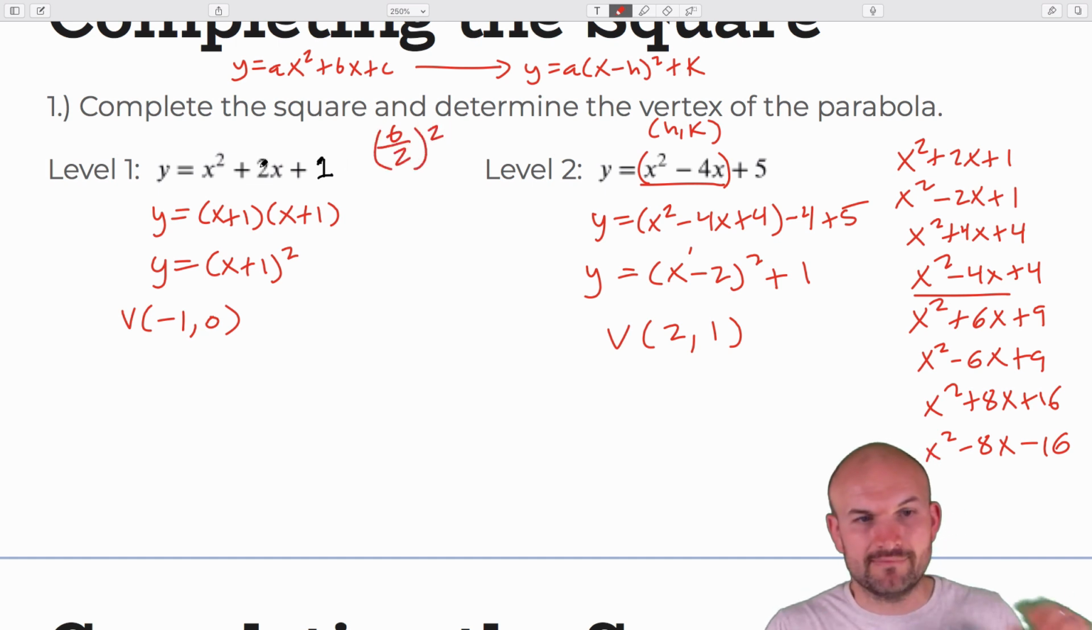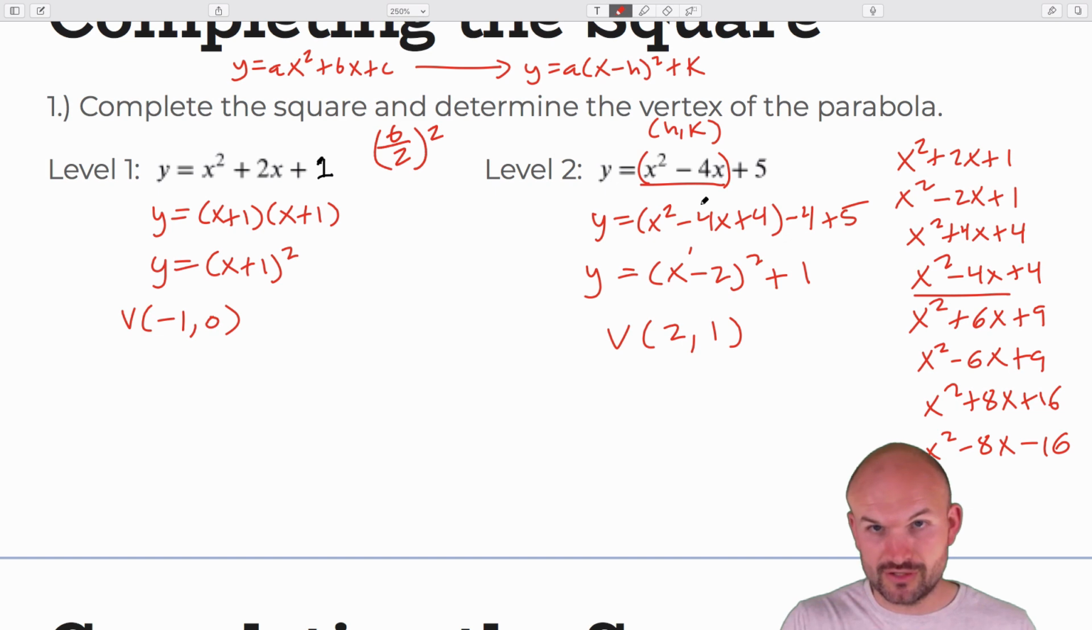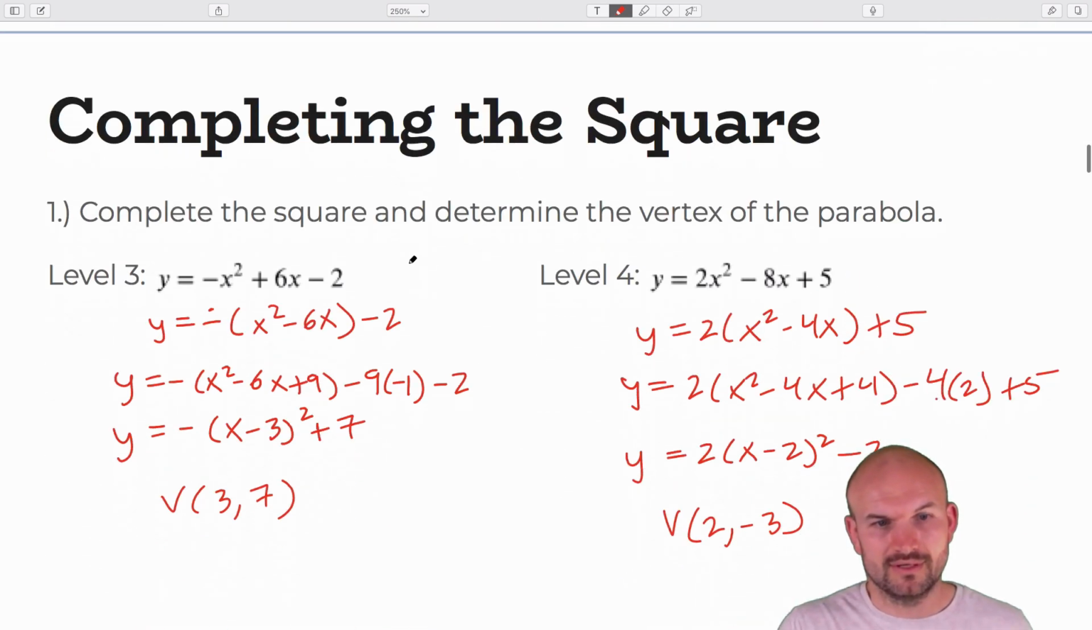And again, let's check that. Is 2 divided by 2 squared equal to 1? Yes. Negative 4 divided by 2 is negative 2. Negative 2 squared is 4. Negative 6 divided by 2 is negative 3. Negative 3 squared is positive 9. And you can see again that obviously equals 4.